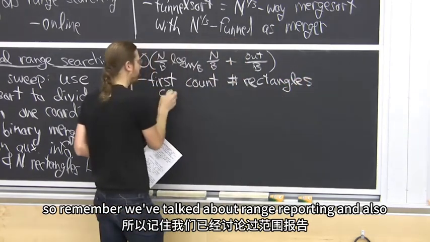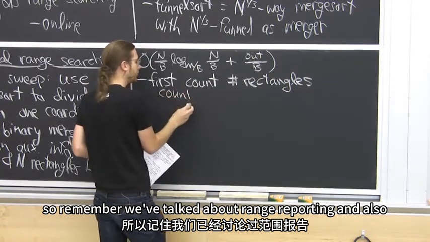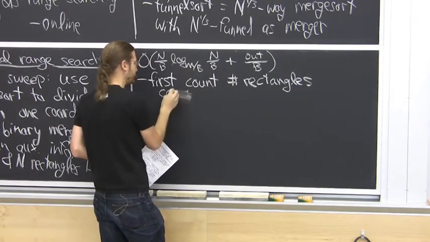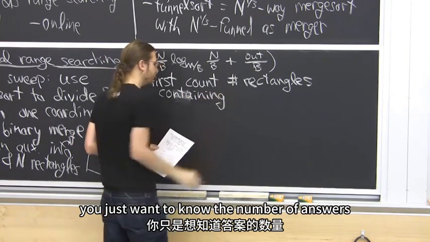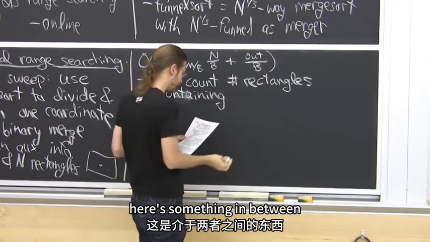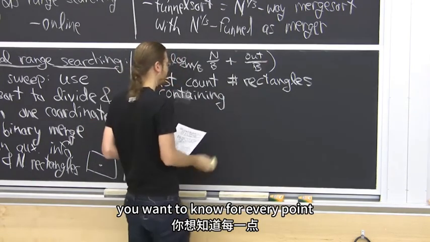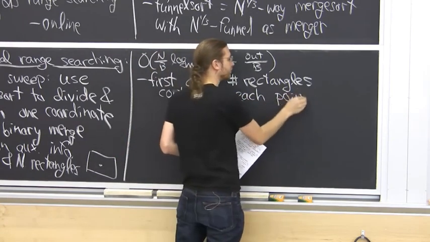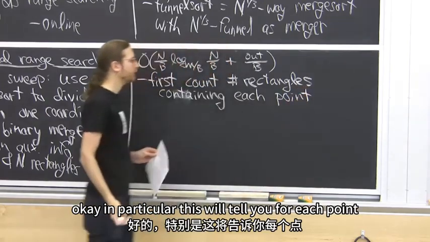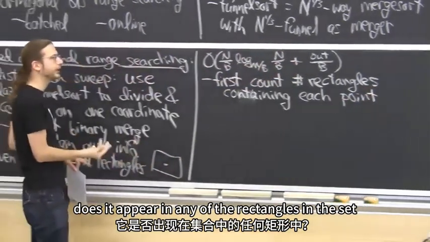So remember, we've talked about range reporting and also range counting. You just want to know the number of answers. Here's something in between. You want to know for every point how many rectangles contain it. In particular, this will tell you for each point, does it appear in any of the rectangles in the set?